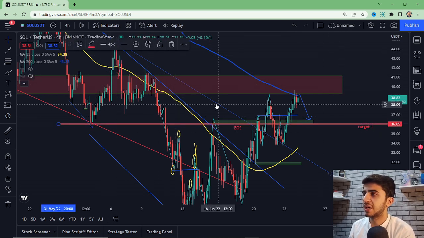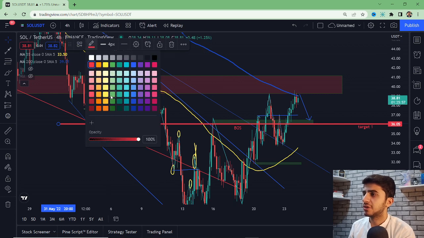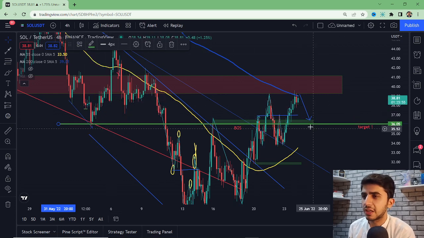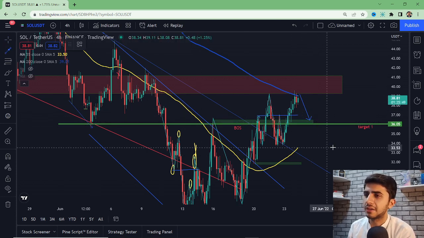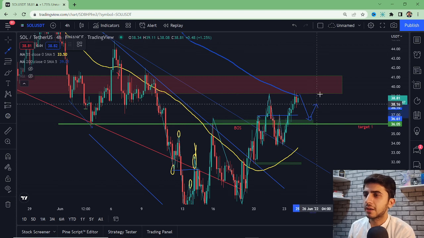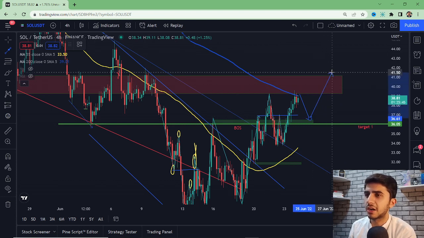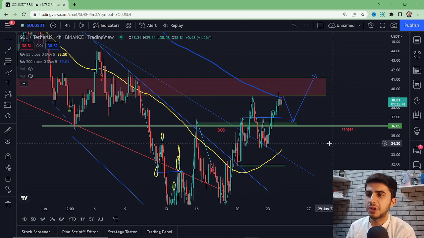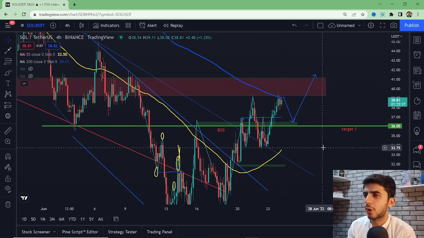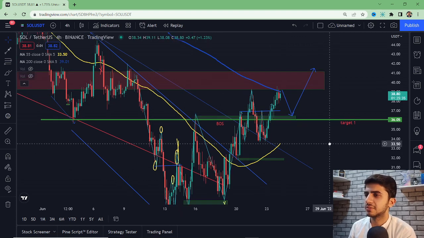I want to make it big, and I want to do this. If you flip this, if this support is confirmed, that's another trigger for your long trade. And then probably I can say that you will be targeting this area. So this is my short-term prediction for Solana. This is a very probable move that can happen right there.